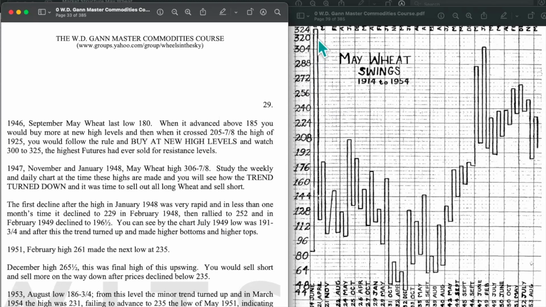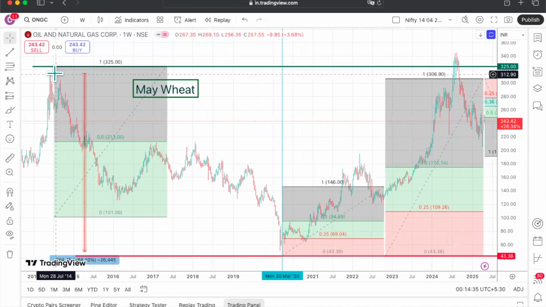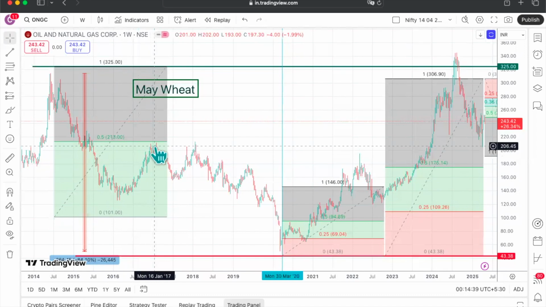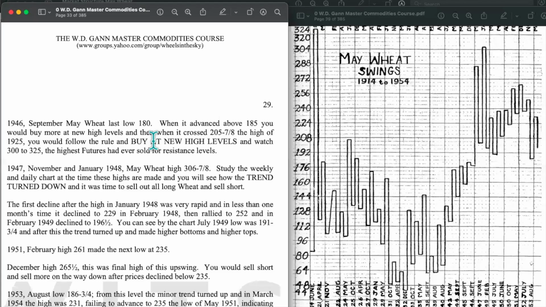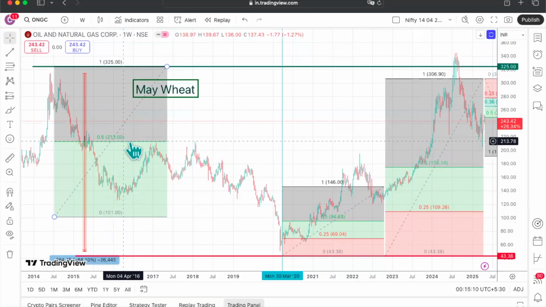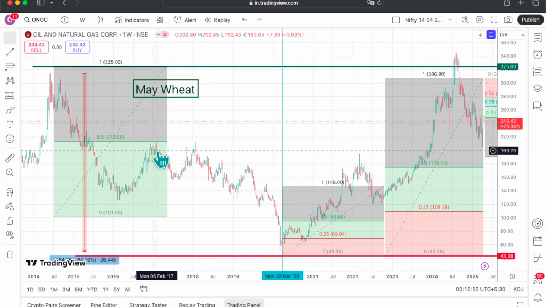We have seen from the high to the low and the reversal that we got. So from the high of 325 to the low of 101, we got a retracement which was coming to the 50% level. And this 50% level was coming to somewhere around 205 7/8, which is just nearer to the 50% level, rather just lower than that, which shows weakness, and that's why the market started coming down.